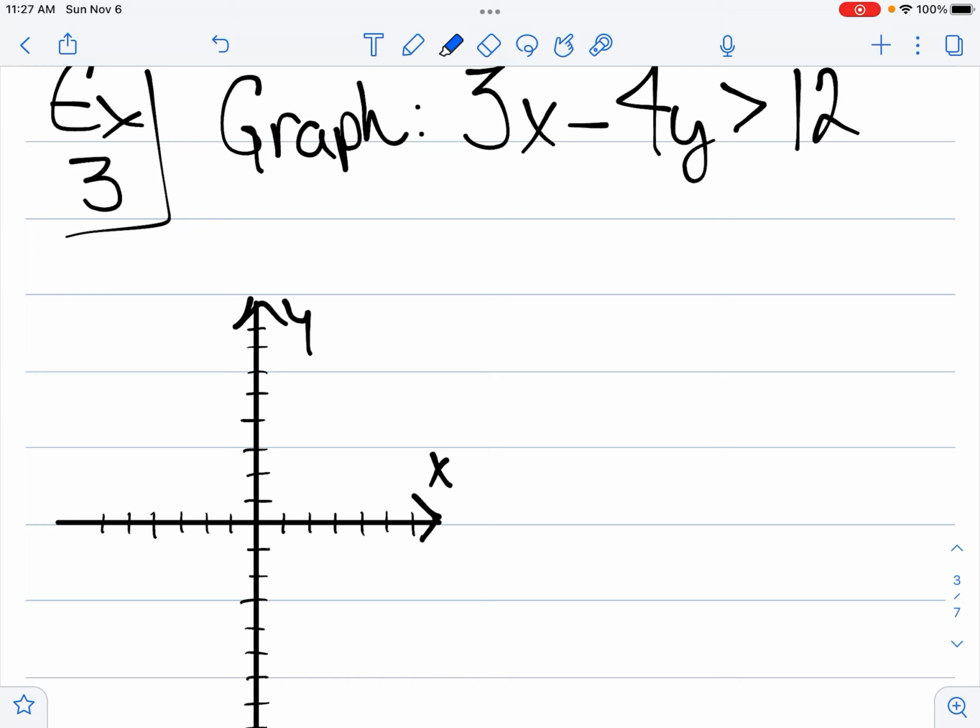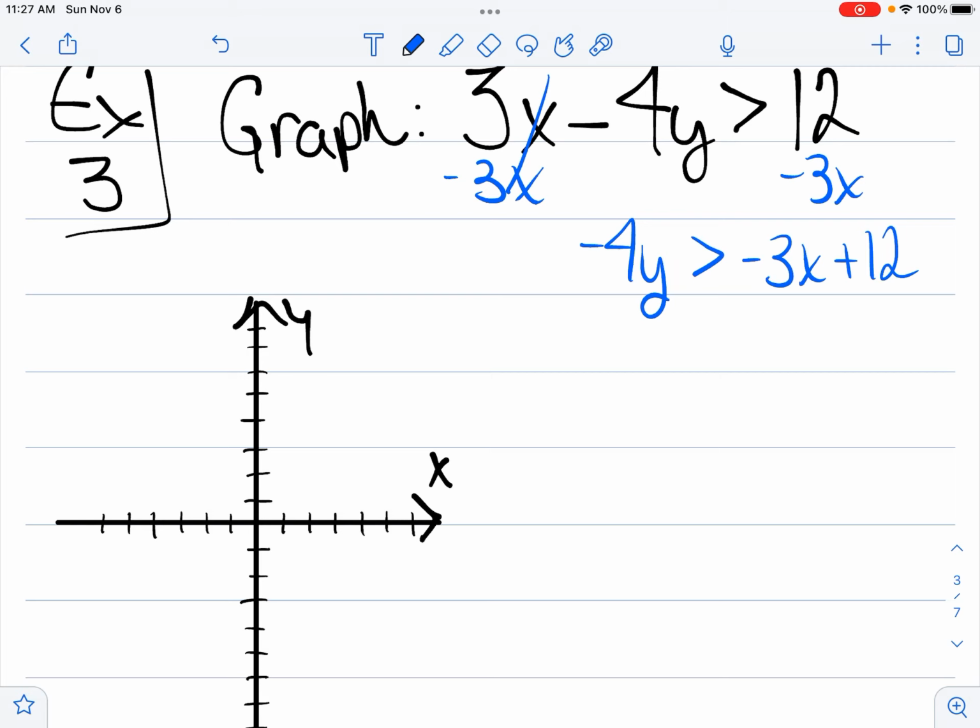Okay, so hopefully you solved the inequality for y. So we're going to start with that first. I'm going to go ahead and subtract my 3x from each side. Let me change it to my marker. There we go. So subtract 3x from each side, and then we have negative 4y is greater than negative 3x plus 12. Now we're going to divide by negative 4.